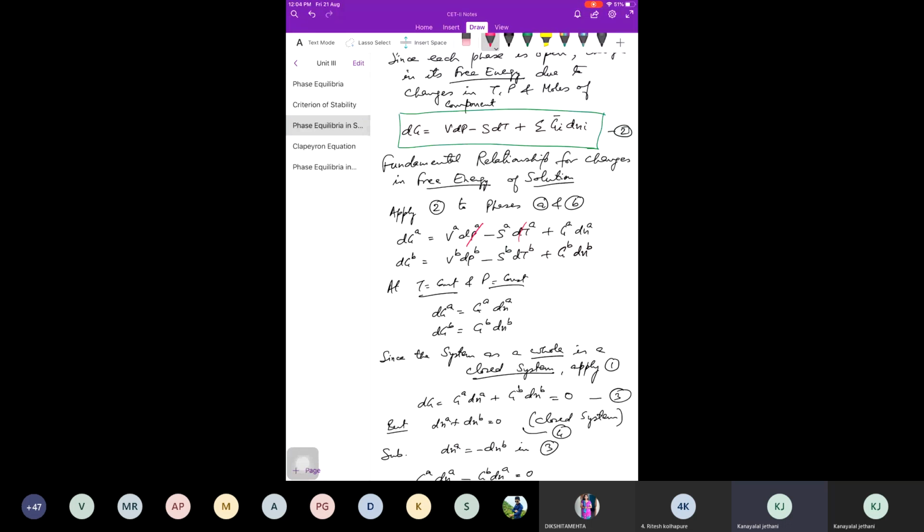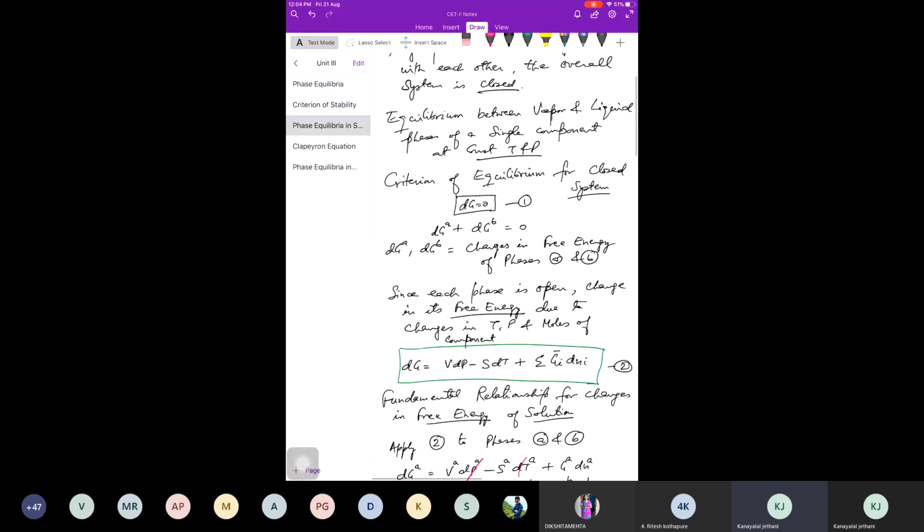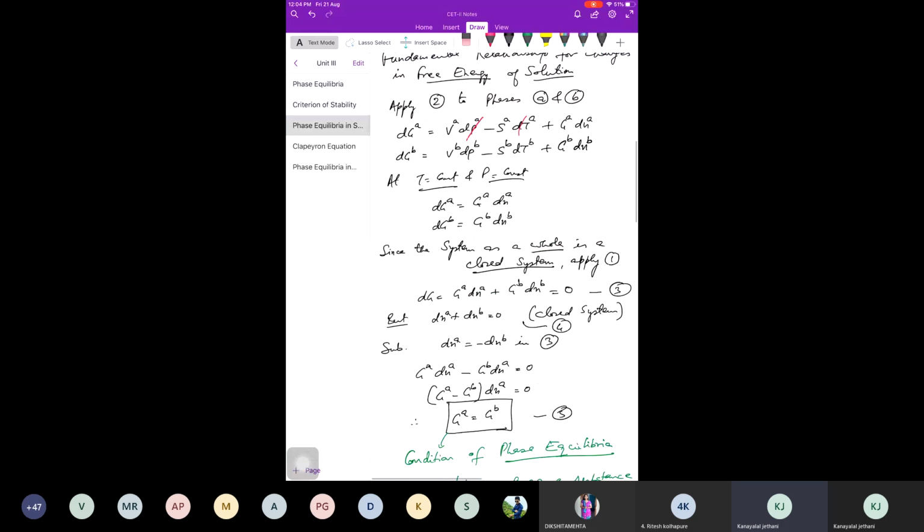Now the system is closed as a whole. You can apply equation 1. What is equation 1? Equation 1 is total dG equal to 0. So we can add: dG is equal to GA dNA plus GB dNB is equal to 0. Any questions on equation 3?